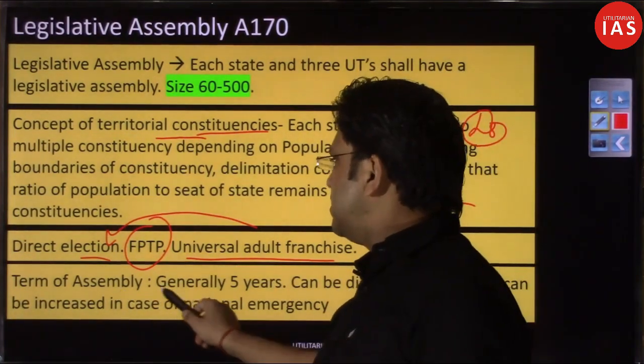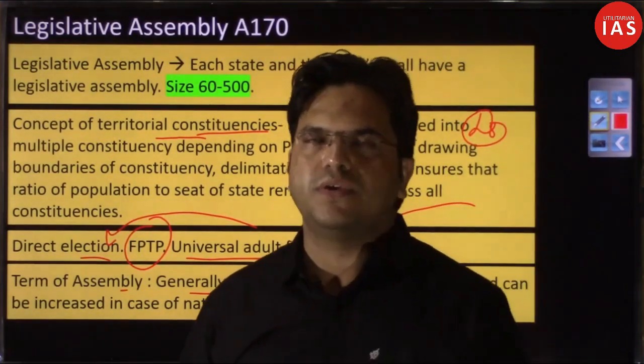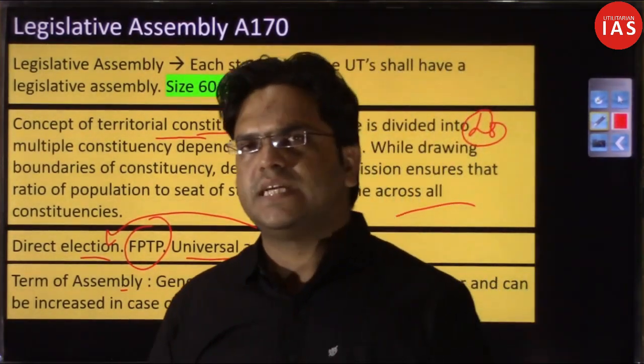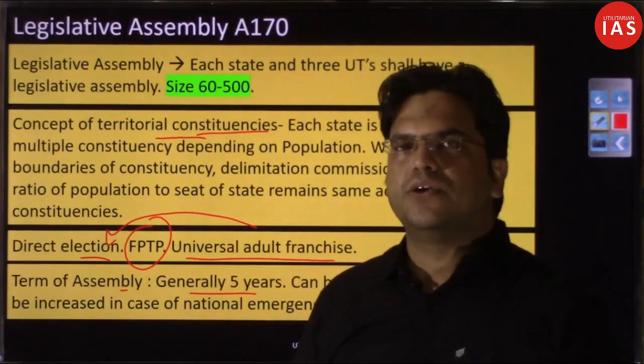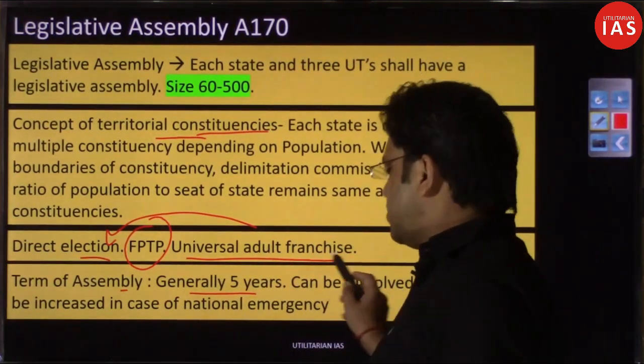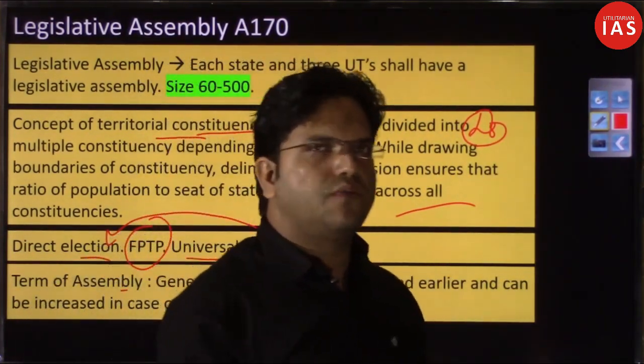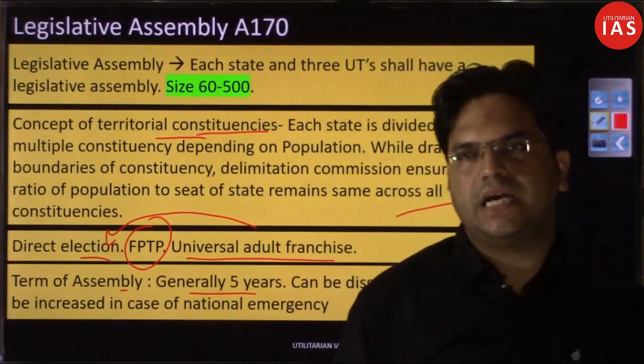Term of assembly, generally it is said to be 5 years, but it can be increased and decreased as well. So in a politically fragile state, if any party cannot manage the numbers, cannot have the majority, the state legislature can be dissolved prior to these 5 years as well. The tenure of the state legislature can be increased as well.